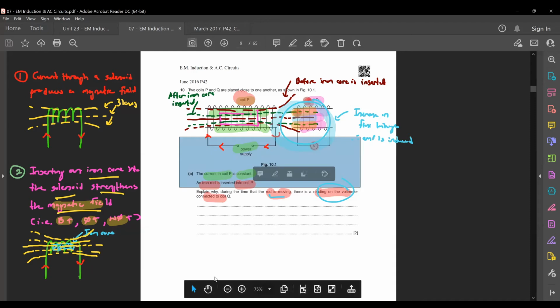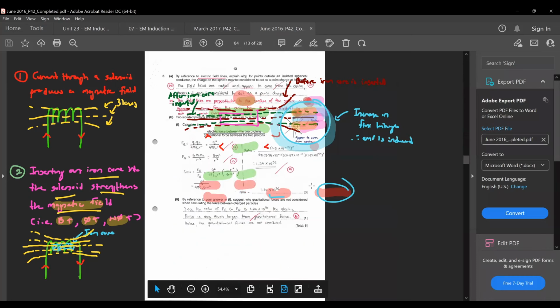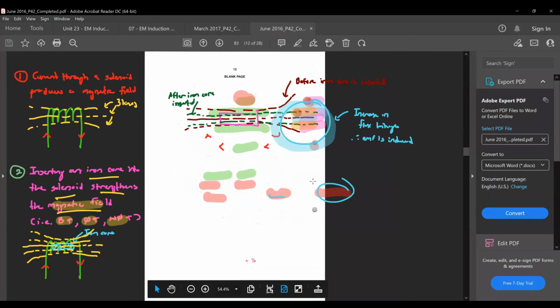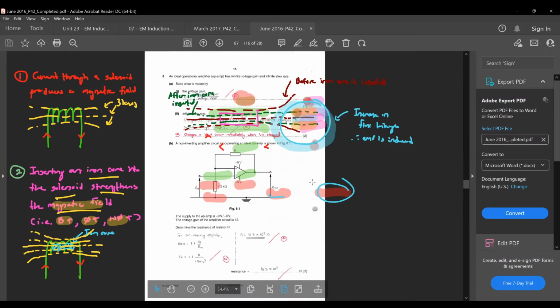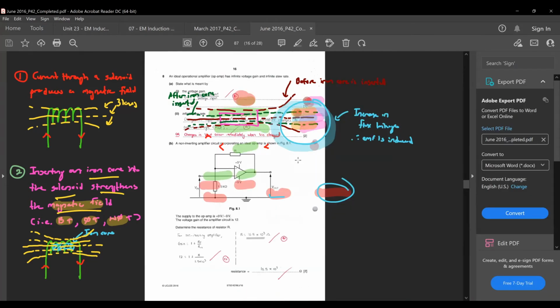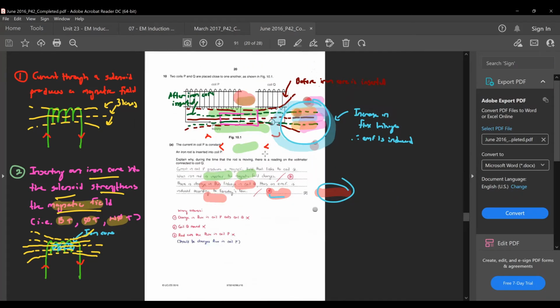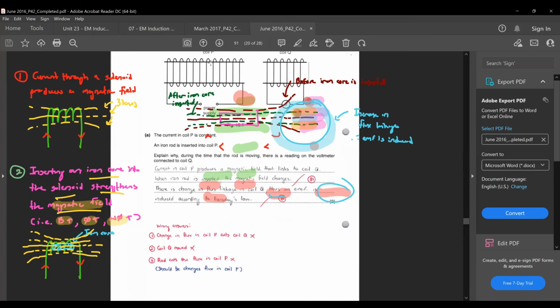So this one is June 16 P42. Let me open up the answer for you. June 16 P42 would be this one. This one is question 10. So you explain it in this manner.